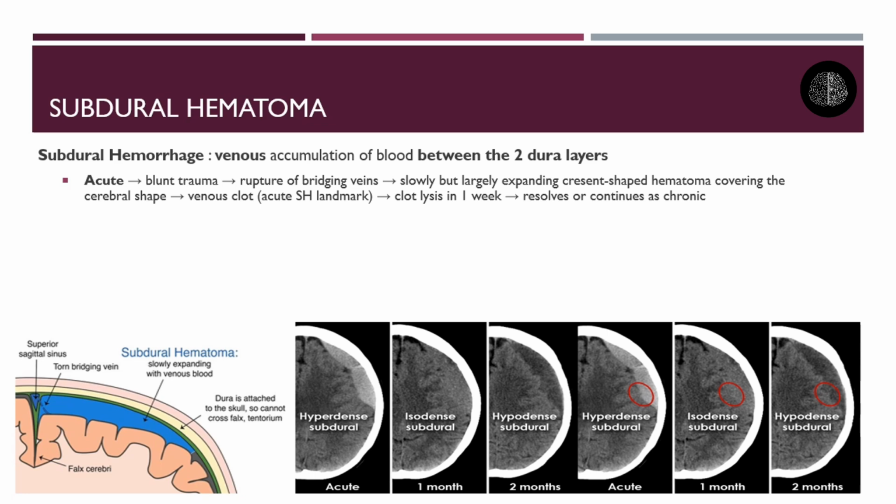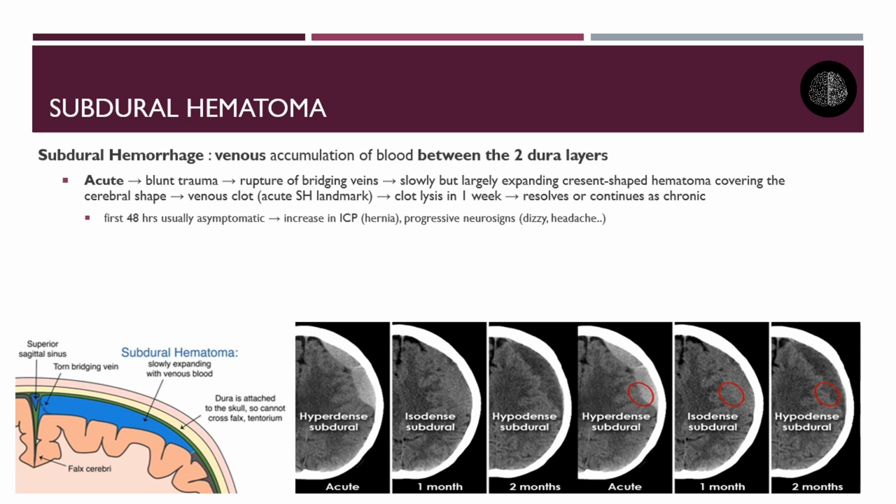The reason for that is that when it's chronic and you want to see it on a CT and define did it actually happen acutely or did it happen a long time ago, the venous clot, if it was chronic, would go through lysis and then you won't see it anymore, as you can see in the picture. So it either resolves, which is in most cases, or continues as chronic.